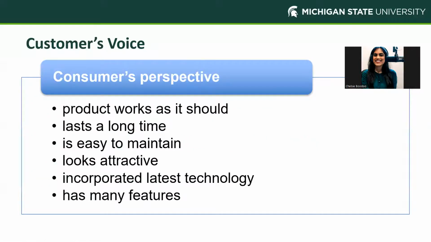For example, here's a customer's perspective. Customers, just like us, want the product to work. It should work. It would last long. It's easy to maintain. It looks attractive. It incorporates the latest technology. It has many features. That's what customers prefer, the users.